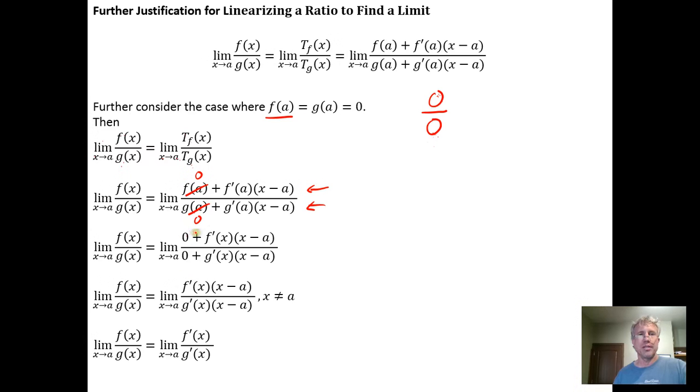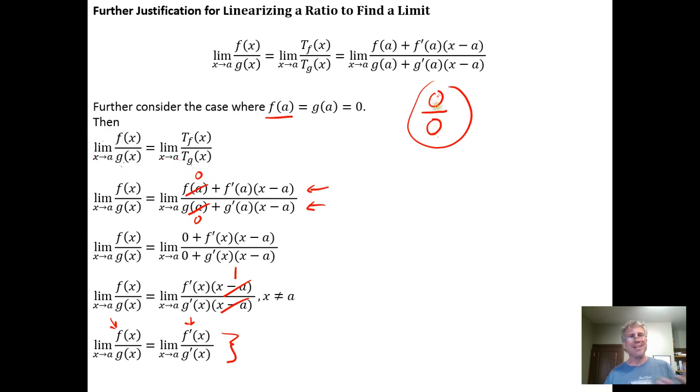And then when we add 0 plus this, we're just going to get f prime of x times x minus a over g prime of x times x minus a. But x minus a divided by x minus a is going to be equal to 1. And so what we get is that the limit as x goes to a of the ratio of the functions is the same as the limit as x goes to a of the ratio of the functions' derivatives. And this is L'Hopital's rule, derived for the case where we have the indeterminate form 0 over 0.